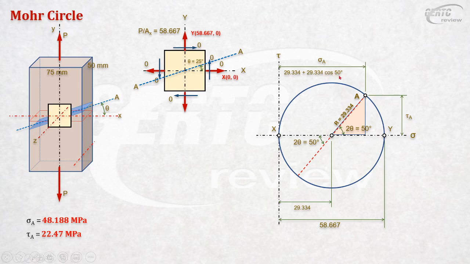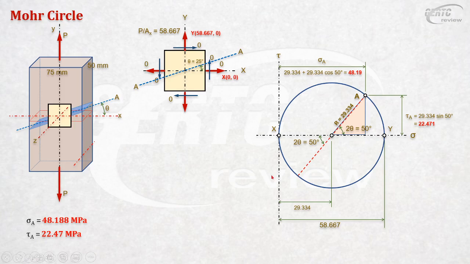And that will give you 48.19. And that is the same answer here, 48.19. I hope you get it. Next, how about your shear? This will be R sine of that angle. 29.334 sine of 50, and that will give you 22.47, very much equal to this. So that is your answer.